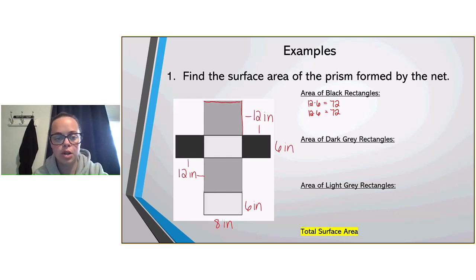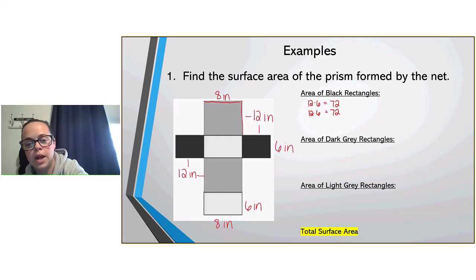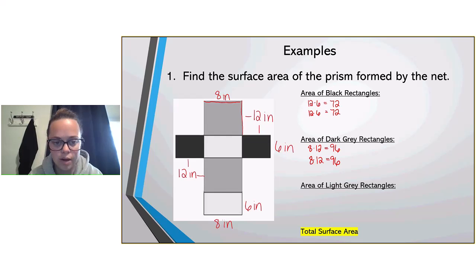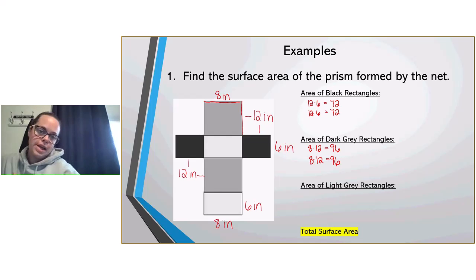So now we have to look somewhere else in the picture. I move my eyes around a little bit and I see way down here this is labeled 8 inches. What that actually means is that all of these lines going horizontally through this picture would all be 8 inches. This is also 8 inches. So to find the area of the dark gray rectangle, we would do 8 times 12, and that is 96. Remember that there are 2 of them. So the area of each dark gray rectangle is 96 square inches, or 96 inches squared.